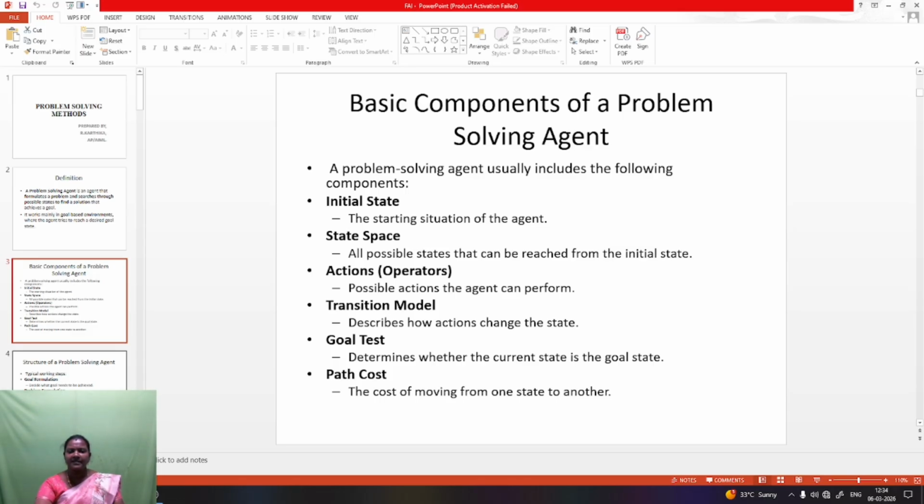Then actions or operators. Possible actions the agent can perform. Next is the transition model. It describes how actions change the state from one state to another. The next is goal test. It determines whether the current state is the goal or not. If the current state is the goal state, we can terminate the process. Otherwise, we can continue the process until the goal state is reached. Path cost: the cost of moving from one state to another.